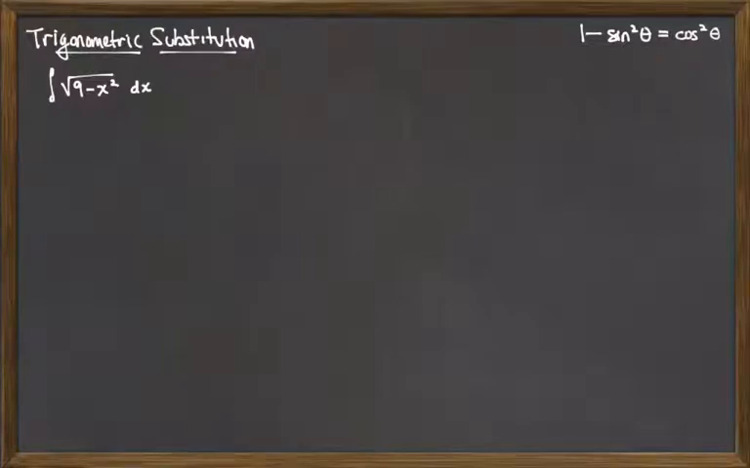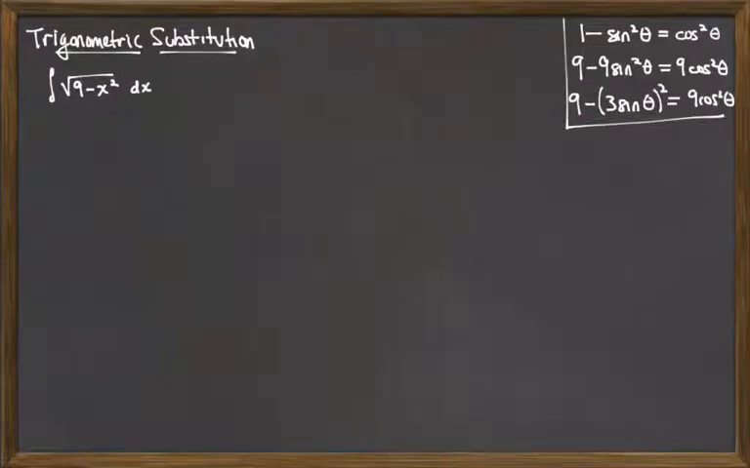squared. In my expression here, I have 9, so I'm going to multiply everything through by 9. And there I have 9 minus 9 sine squared is equal to 9 cosine squared. What's being squared here is really 3 times sine of theta. And that suggests to me that my substitution should be x equal to 3 sine of theta to match the expression over here. So I'm going to let x be 3 sine of theta. Another way of writing that is saying that sine of theta is x over 3.